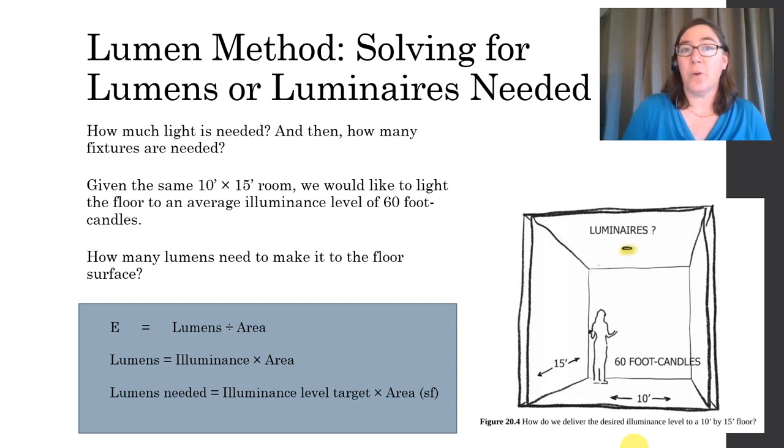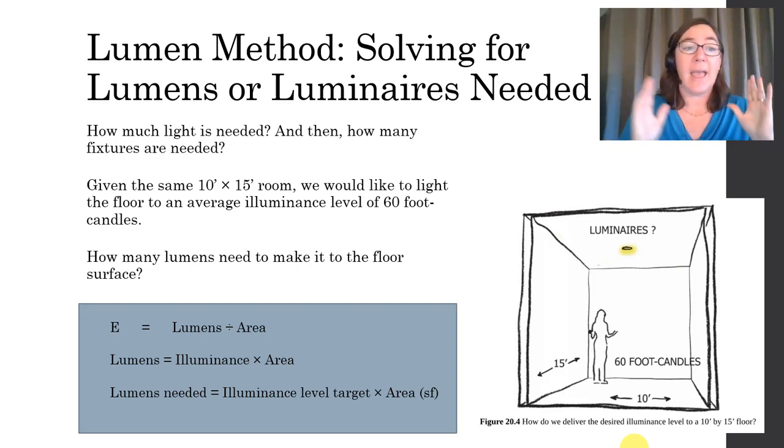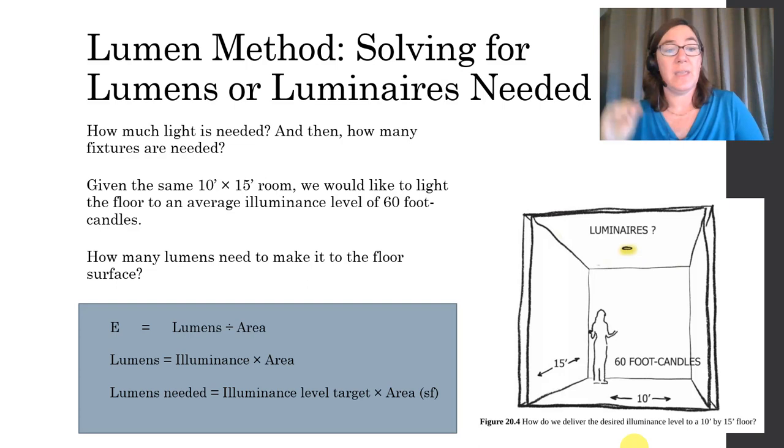Let's take a look at these formulas. We already know that illuminance equals the number of lumens divided by the area. You can shuffle that around a little bit and get the lumens needed in this room. Our target number of lumens is going to be the illuminance level target, in this case our 60 foot candles, multiplied by the area in square feet. Go ahead and pause and see if you can solve.